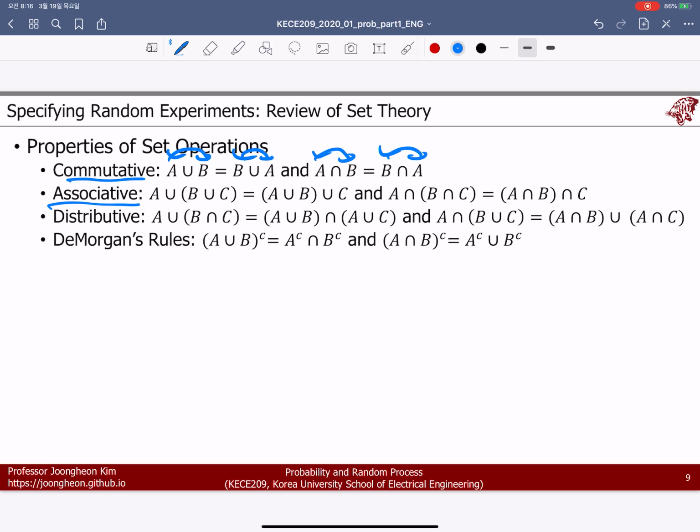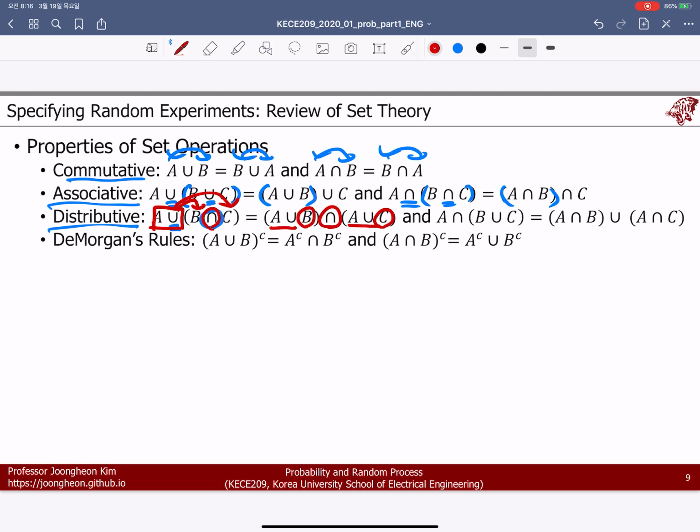It means that when you have union and union, and then there is a bracket here, then you can move these braces to here. Or you can have intersection and intersection, then you can move these braces to these positions. The distributive law is that this is union, this is intersection. Then you can distribute A union into here and into here. That's why you have A union B, A union C, and then finally you have intersection.